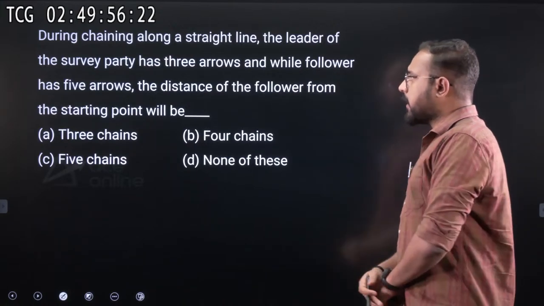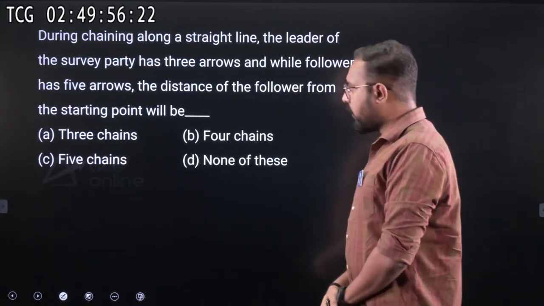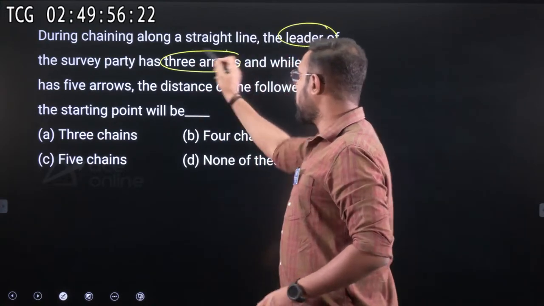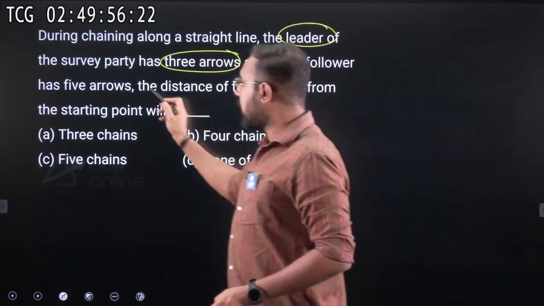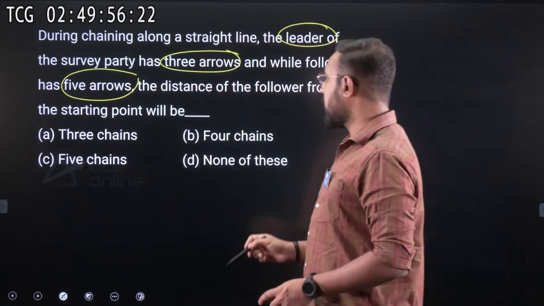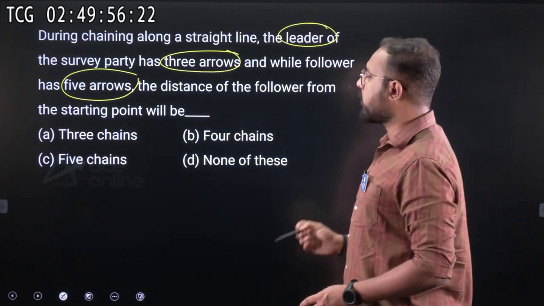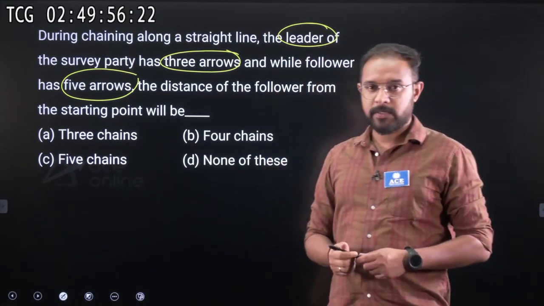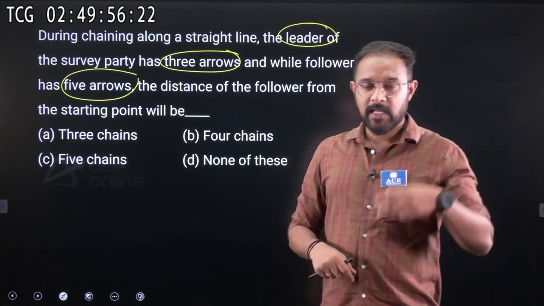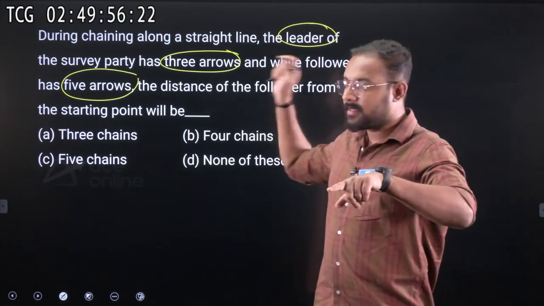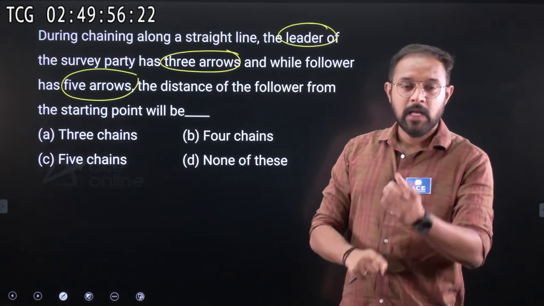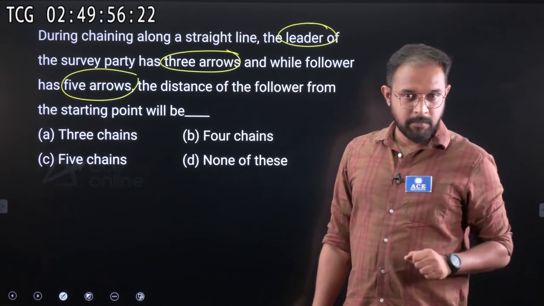During chaining along a straight line, the leader of the survey party has three arrows, while the follower is having five arrows. The distance of the follower from the starting point is dash. See, I told you, arrows have two purposes: to represent the end of the chain, and the same statement, the number of arrows in the hands of the follower will represent number of chain length completed.